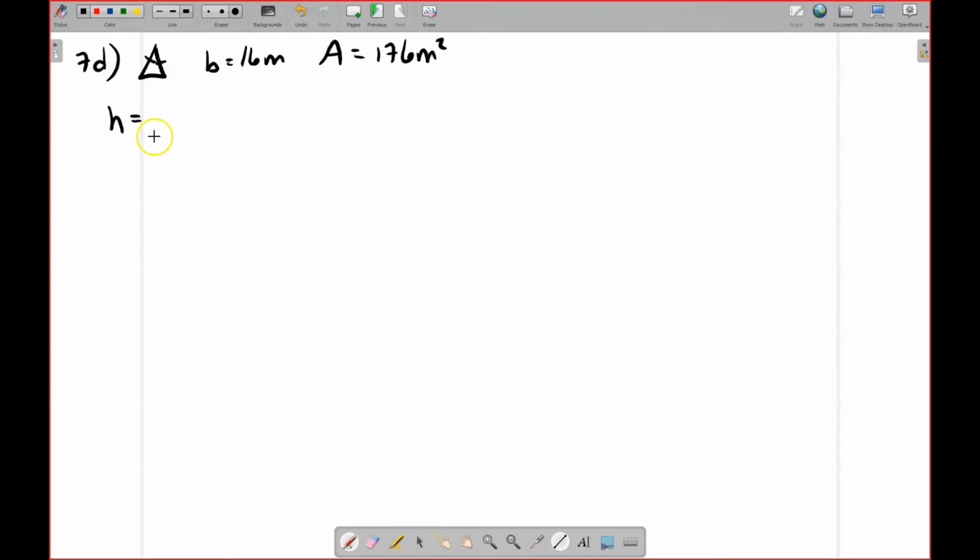So I've got my equation for height, and that is the square root of s squared minus 1/2 b squared. And my area for a triangle is half the base times the height, or base times height over 2, either way. Given this information, I've got area and I've got the base, so I'm going to start with the area equation.